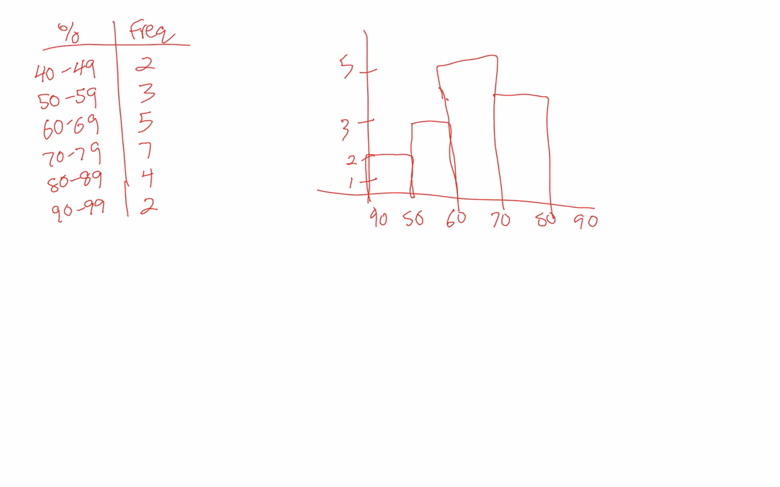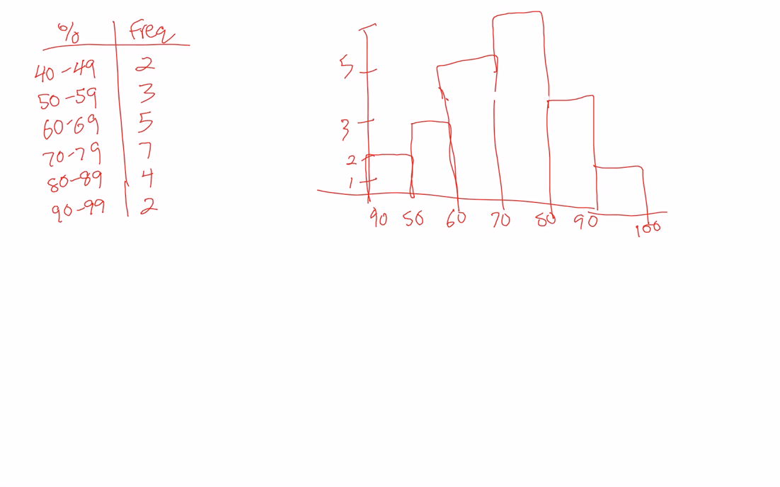Oops, I messed up. 70 to 80 was 7 people. So that one was higher. And then 80 to 90 was the 4, and 90 to 100 was 2. So you can see we can get a histogram that shows that data pretty well. So we can see what the pattern is or what the trend is in a graphing form.